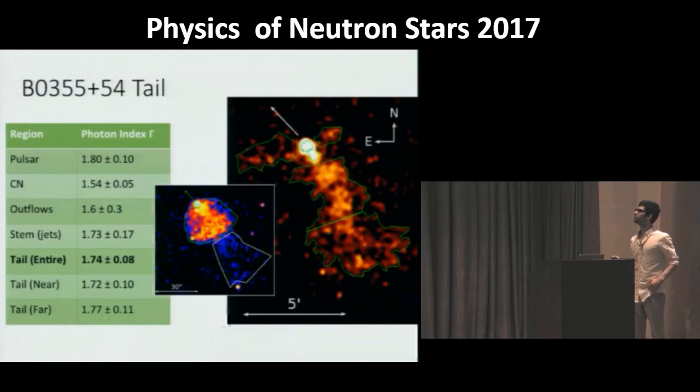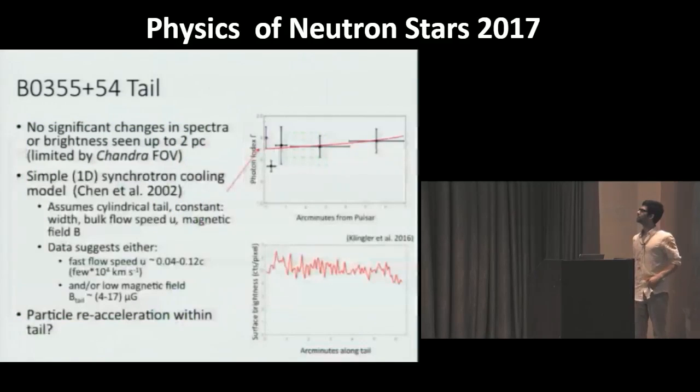Obtaining the spectra of the BO355 nebula, the compact nebula is hard, but right as you cross over this brightness drop, the spectrum becomes about 1.7, and it stays that up to 2 parsecs down the tail. So that suggests that there's no significant cooling happening along the tail.